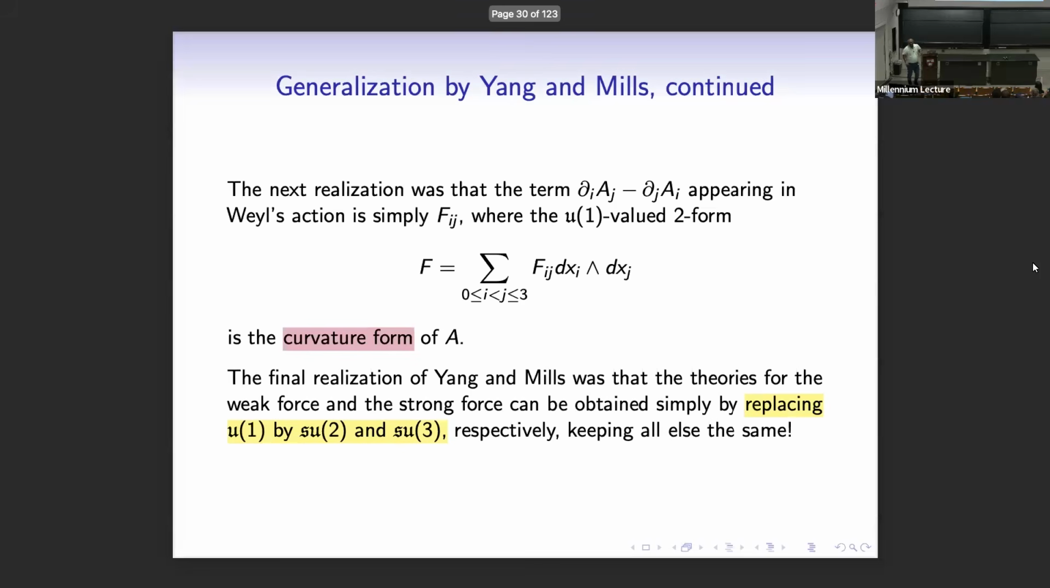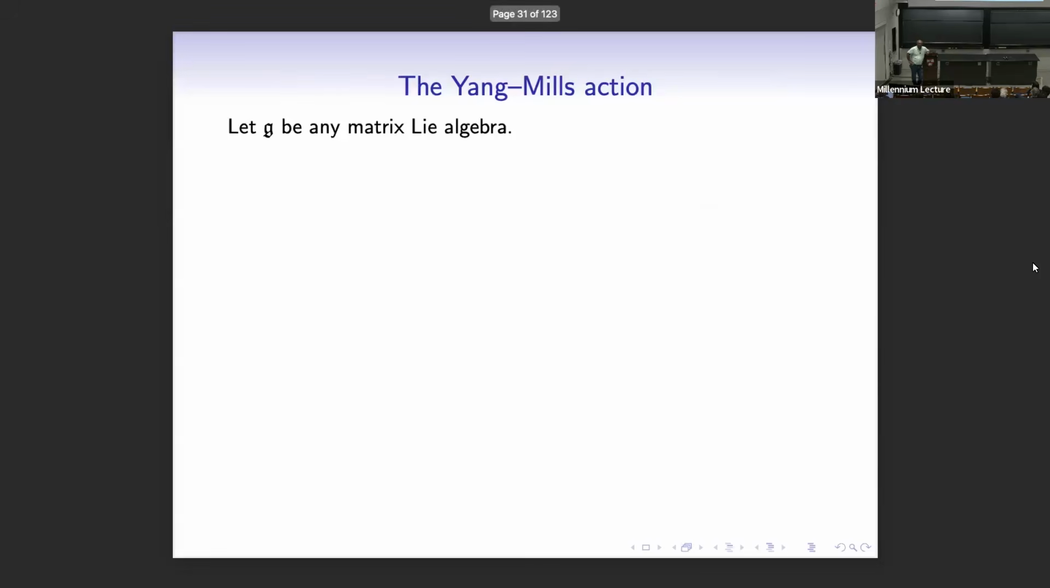The final realization was that the theories for the weak force and the strong force can be obtained simply by replacing U(1) by SU(2) and SU(3) respectively. So SU(2) corresponds to the weak force and SU(3) corresponds to the strong force, and you keep everything else the same. The formula for F, the curvature form, will change if you do this replacement. I'll show it in the next slide. I don't know why that is, but if you replace this U(1) by SU(2), you get the weak force, and by SU(3), you get the strong force.